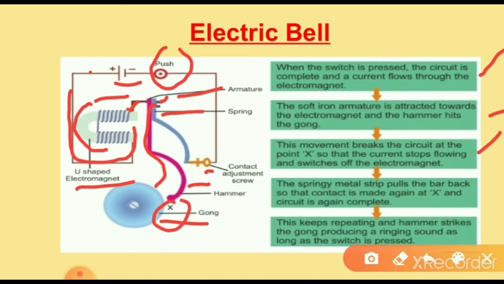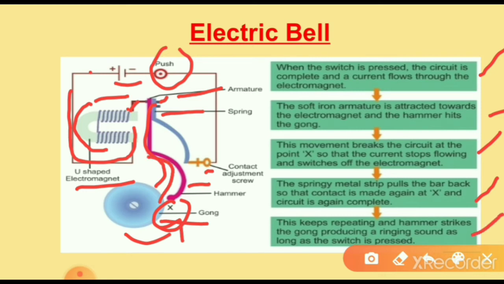So this is the point X, so that the current stops flowing and switches off the electromagnet. And next, the springy metal strip pulls the bar back, so that contact is made again at X, and the circuit is complete again. The circuit being complete again means it keeps repeating the hammer strikes.